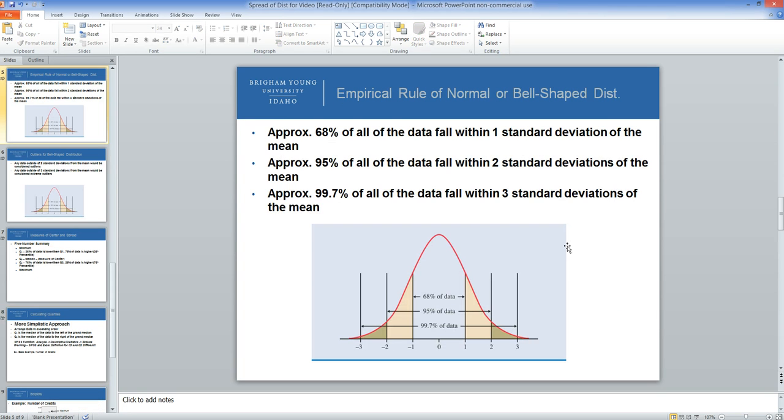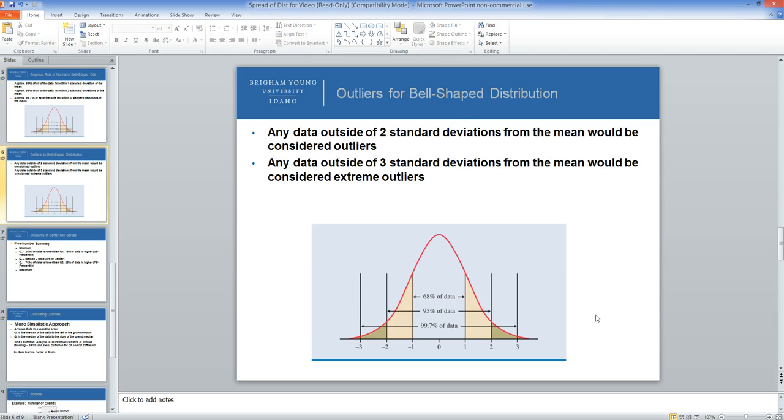Now, those who've taken Math 108 can see the empirical rule, where if we know the standard deviation, about 68% of all data fall within one standard deviation, 95% fall within 2, and 99.7% fall within 3 standard deviations of the mean. Also, we can determine outliers. Any data outside of 2 standard deviations from the mean would be considered an outlier, and any data 3 standard deviations from the mean would also be considered an outlier.